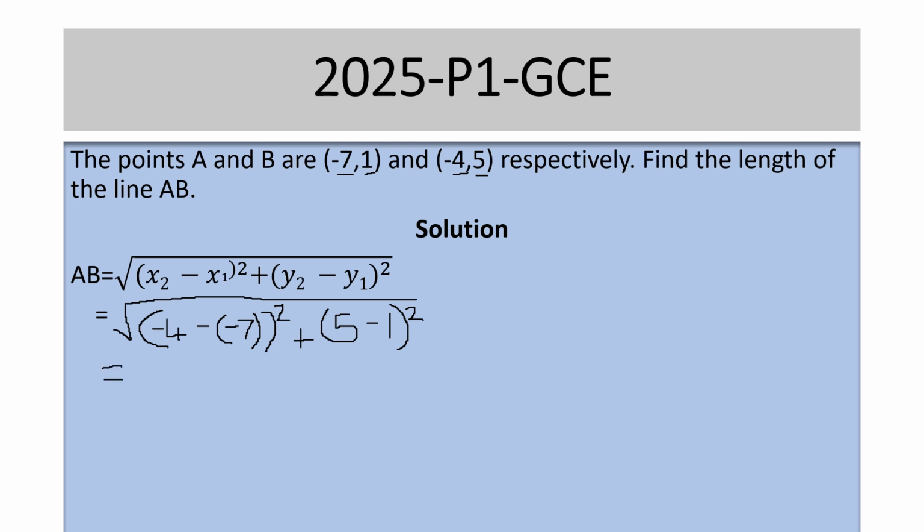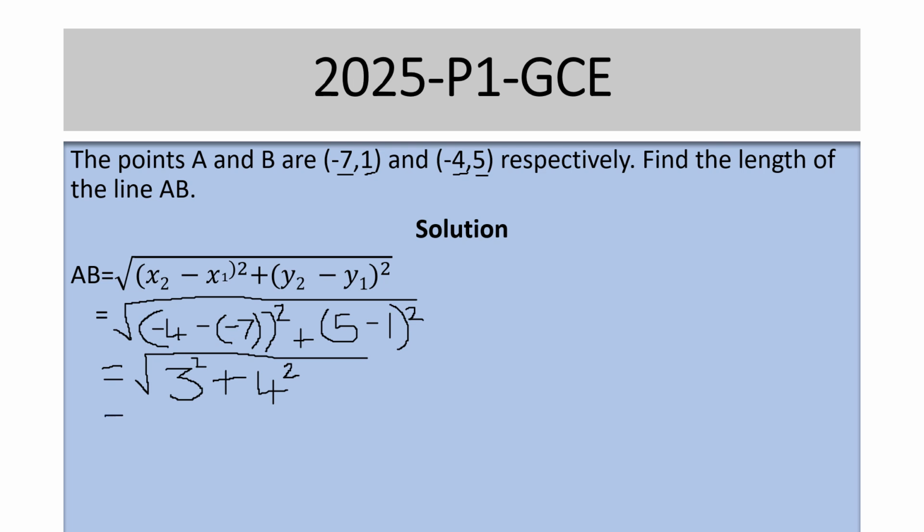Okay, we have the square root, and -4 minus -7 will give us +3, since the negative there, minus -7, will give you positive. Then -4 plus 7, that's why you're getting 3 there. Then plus 5 minus 1, that is 4. And let's indicate them as squared here. You have 3 squared. We're going also to have 4 squared.